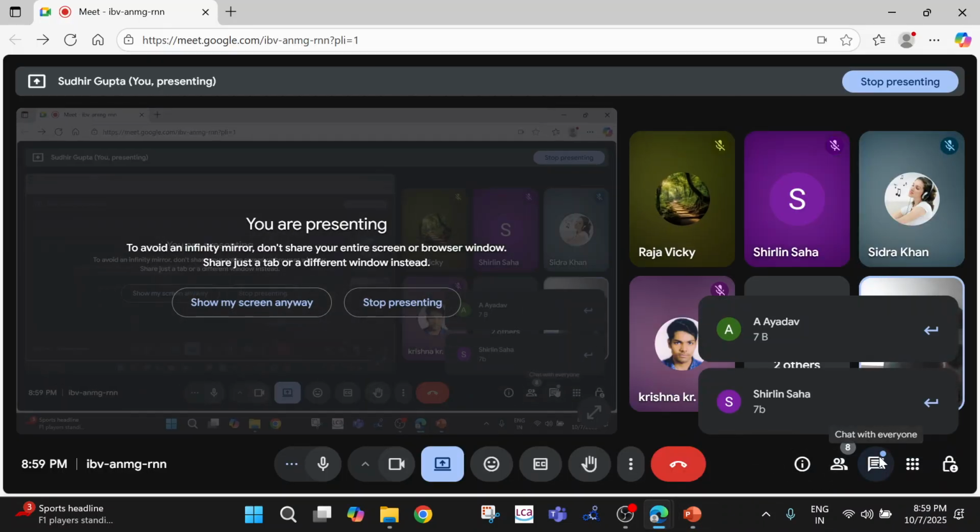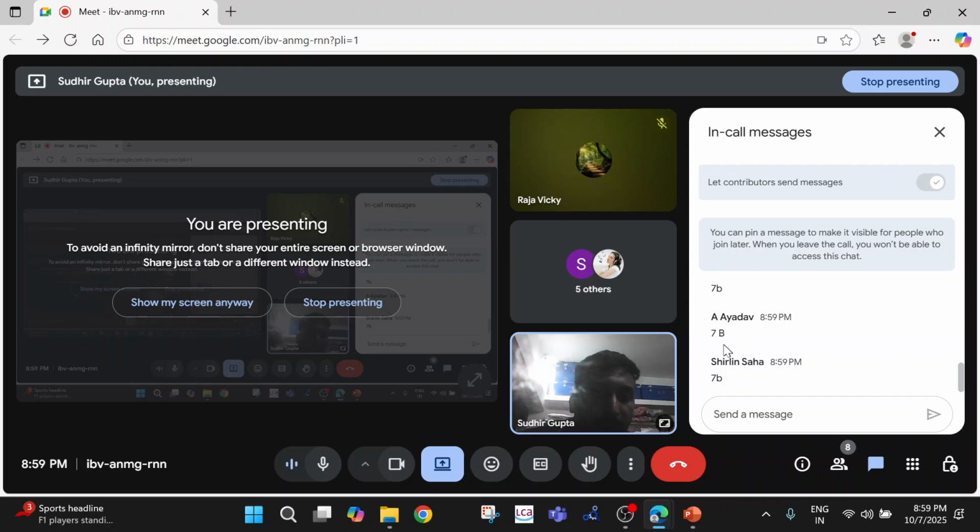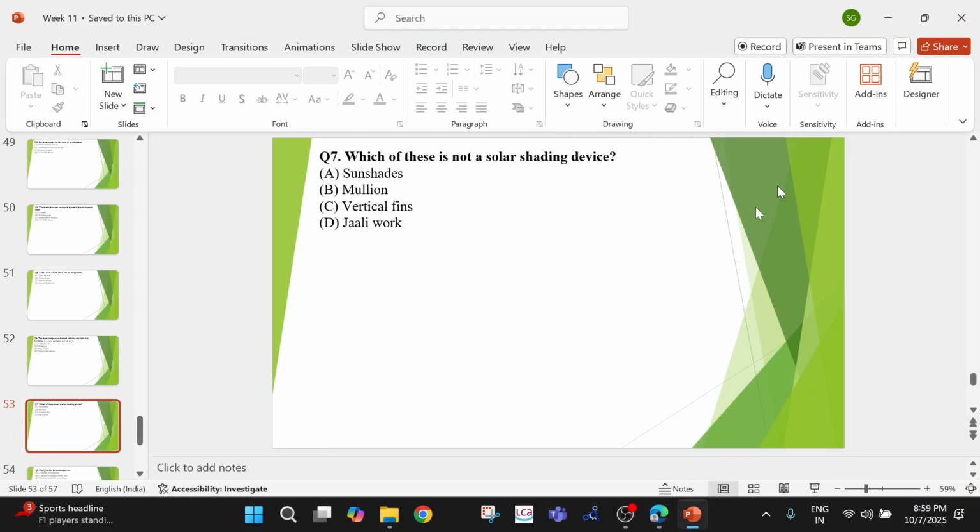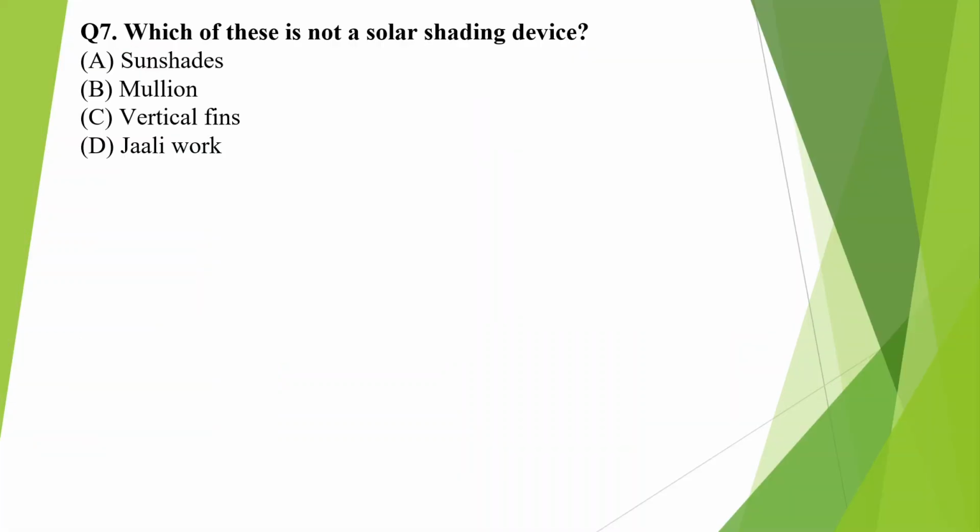Yeah. So I can see most of you have answered option B, and all of you are correct. Option B is not the correct answer out of the four options that have been given to you all, and the other options are correct. These mullions are the vertical elements separating the window panels, but they do not function as shading elements, unlike the other options like sunset, fins, or zali work. So B is the correct answer.